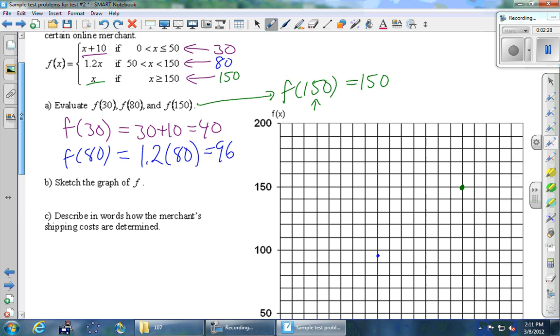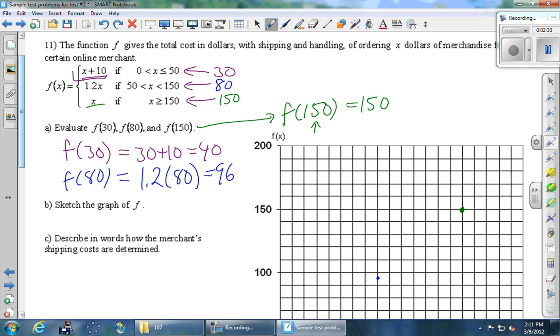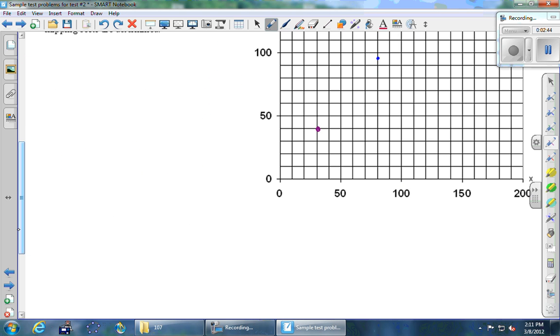Now let's go back up to the first rule, this x plus 10. So hopefully we know the equation y equals x plus 10 is a line, and the y-intercept is 10. And in order to draw a line, I just need 2 points. So let's go ahead and plot the y-intercept at 10. That's right there. And this is enough, I could just connect my line.